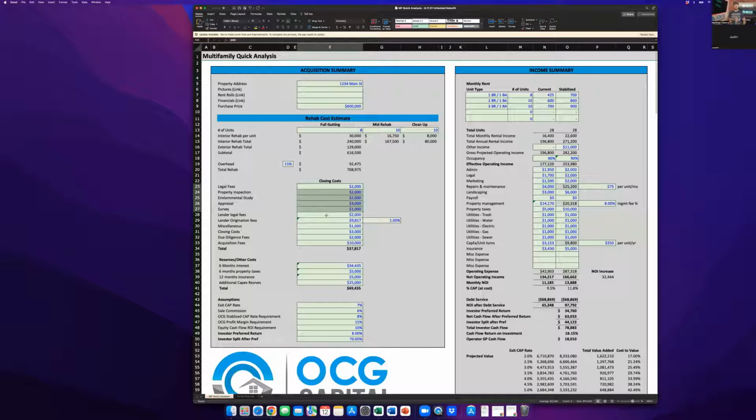You want to be calling title agents to find out what your general fees typically are. Call survey companies, call appraisers, call the environmental study companies, and find out what these costs really are, so you can get a cost estimate. Because the biggest thing that you need to understand is you don't ever want to have to go back to investors and ask for more money. You want to be very conservative and really dial in your numbers.